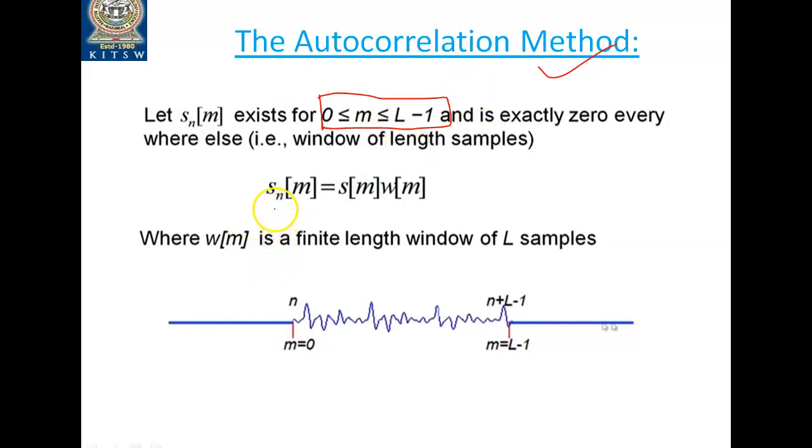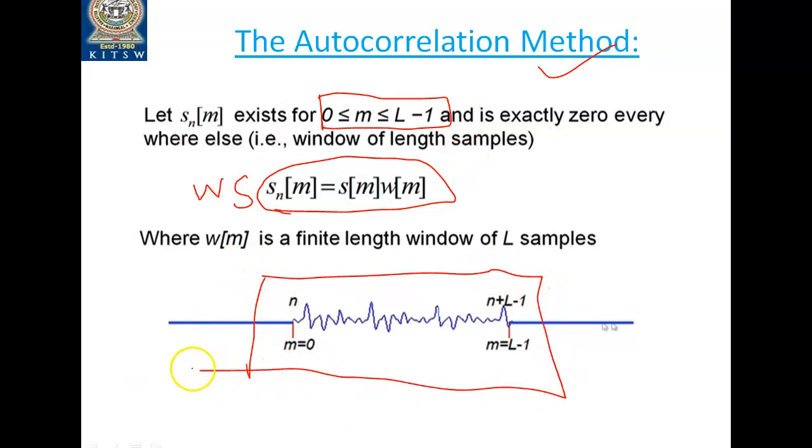So this Sn of m is nothing but S of m into W of m. It is a windowed speech, we can call it WS. Sn of m equals S of m into W of m, where S of m is the actual speech signal that we have recorded over a time frame of 5 seconds or 4 seconds. Then you apply a window of a length of 20 milliseconds, for instance. So many frames you take, and this is the autocorrelation method. This is a rectangular window, for instance, from m equal to 0 to L minus 1.